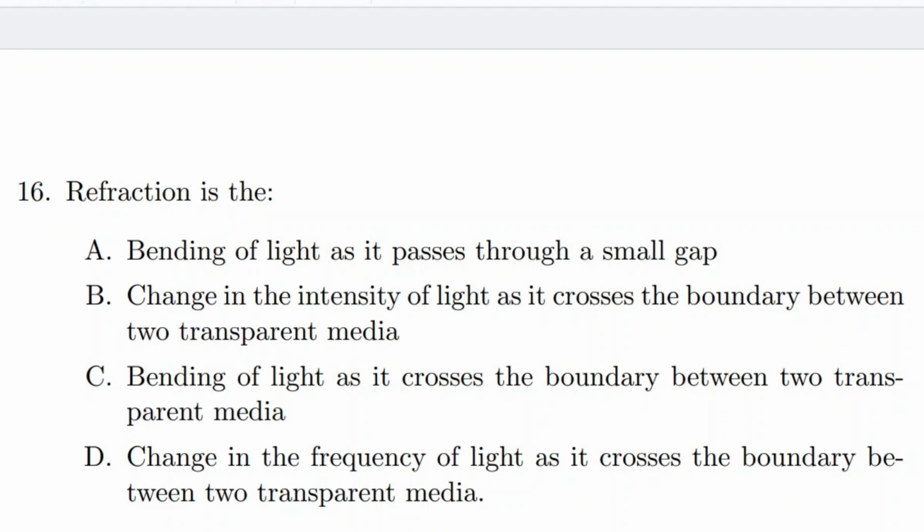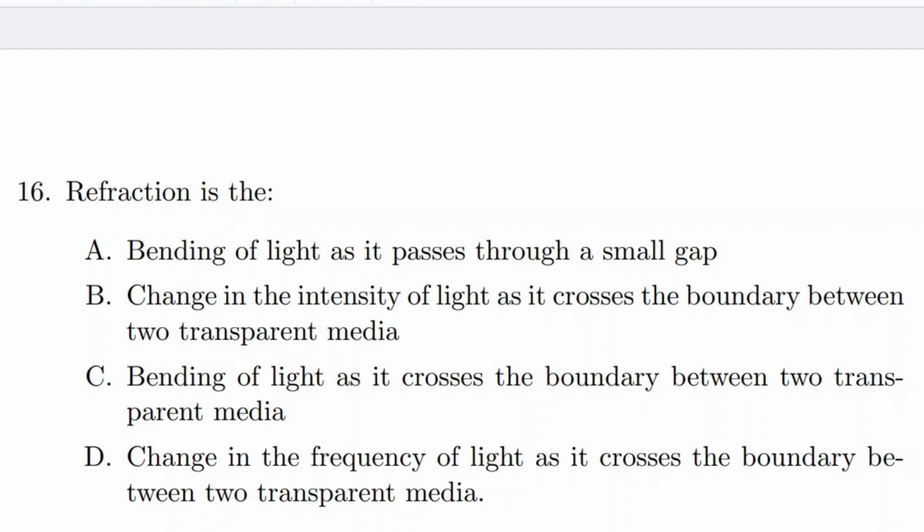No, it's not the change in intensity of the light. C says bending of light as it crosses the boundary between two transparent media. So this is exactly the definition of refraction. The bending of light as it crosses the boundary between two transparent media is what we call the refraction of light, or bending of light when it passes from one medium to the other.